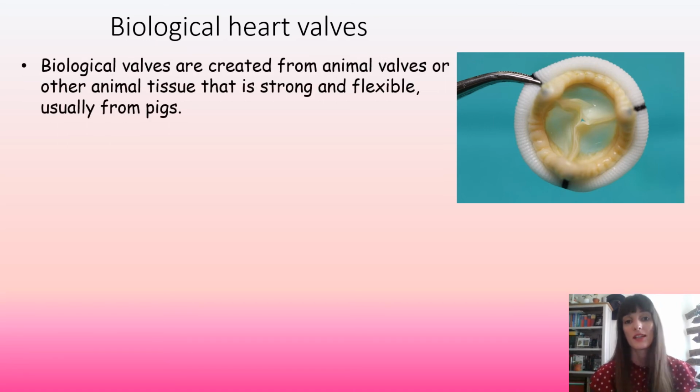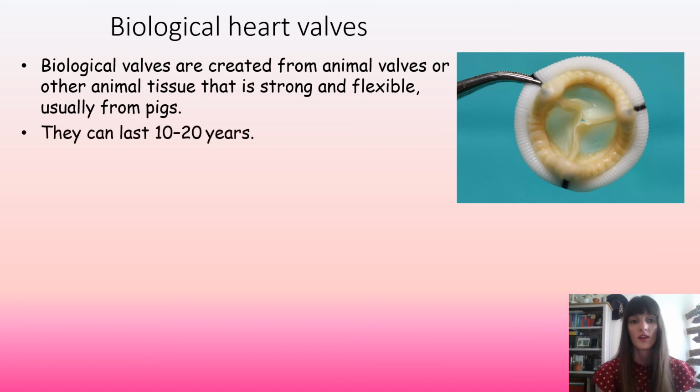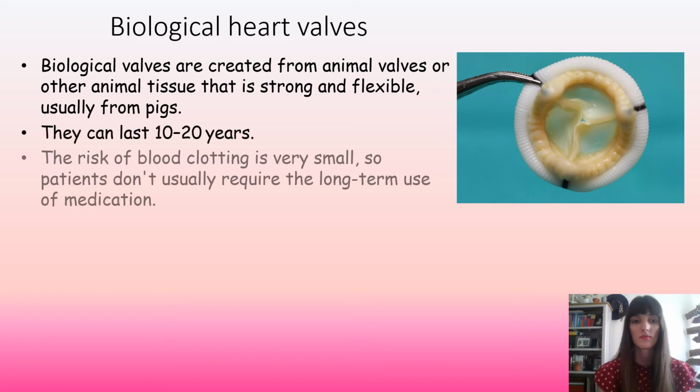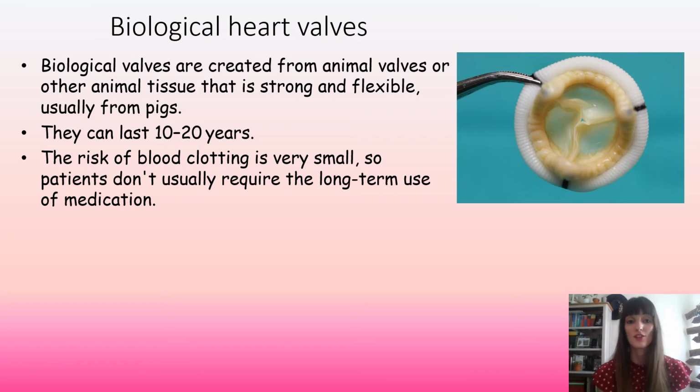Biological valves are created from animal valves or other animal tissue that's strong and flexible, and usually from pigs, and pigs' hearts are relatively similar in size to human hearts. They can last 10 to 20 years, and the risk of blood clotting is very small because it's a biological tissue, so patients don't usually require the long-term use of medication. So as a plus, don't usually need medication. They're obviously a more natural thing to use, but they only last 10 to 20 years.